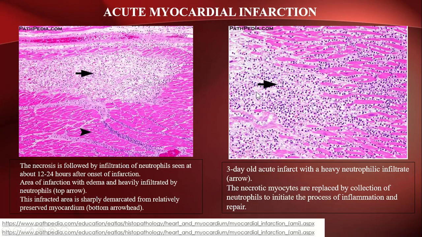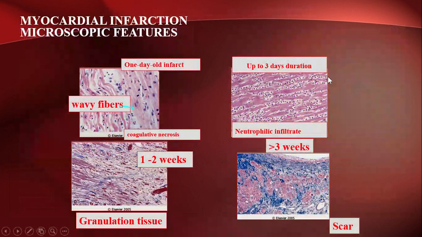Here you see a 3 day old acute infarction with a heavy neutrophilic infiltrate, and the necrotic cardiac muscle cells are replaced by a collection of neutrophils to initiate the process of inflammation and repair. And here also you see the microscopic features of the 1 day old infarction. We see the wavy fibers here. And the coagulative necrosis, up to 3 days as we saw in the previous slides, the neutrophilic infiltration, 1-2 weeks, the formation of granulation tissue, and finally the formation of the scar tissue.